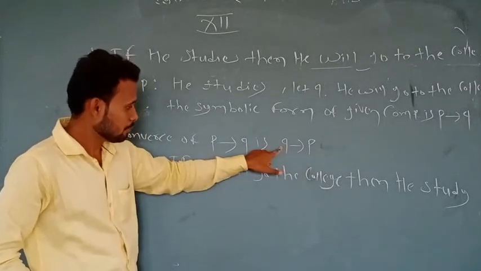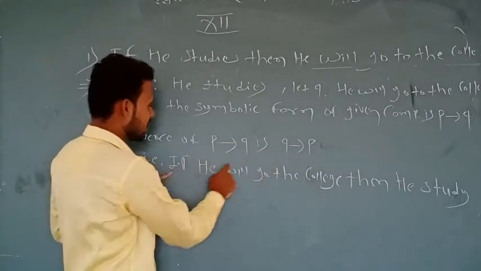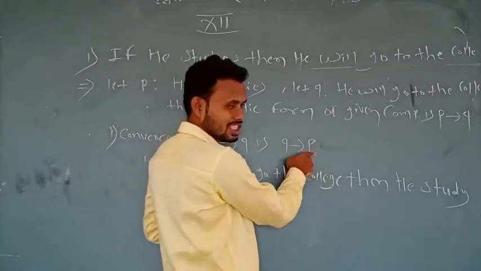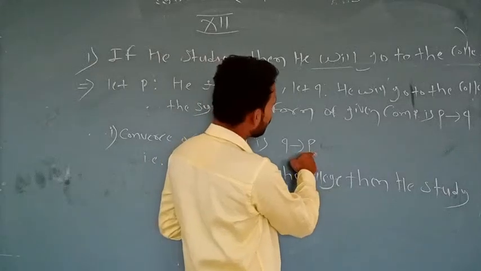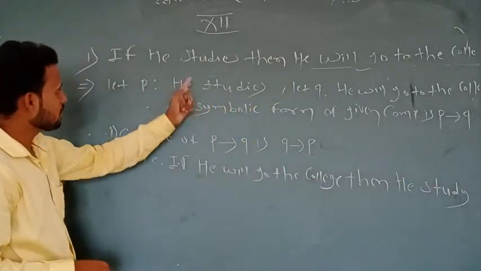This means what? If Q then P. Therefore, first, if Q statement is that he will go to the college, then P statement is that he studies, which is the required converse of that given statement.